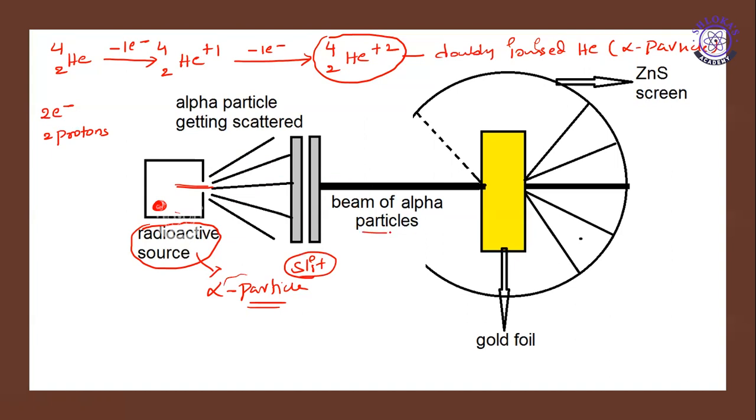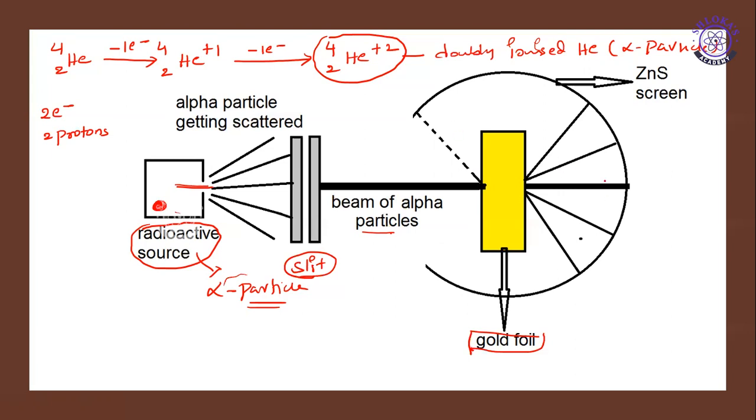Now, these alpha particles are allowed to pass through a thin gold foil. Gold foil is just like a chocolate wrapper. Whenever you purchase a Kit Kat chocolate, you can find a silver cover wrapped on the chocolate. That silver cover is called silver foil or aluminium foil, which is very thin. In a similar way, instead of that, we will take gold foil, and the alpha particles pass through this gold foil.